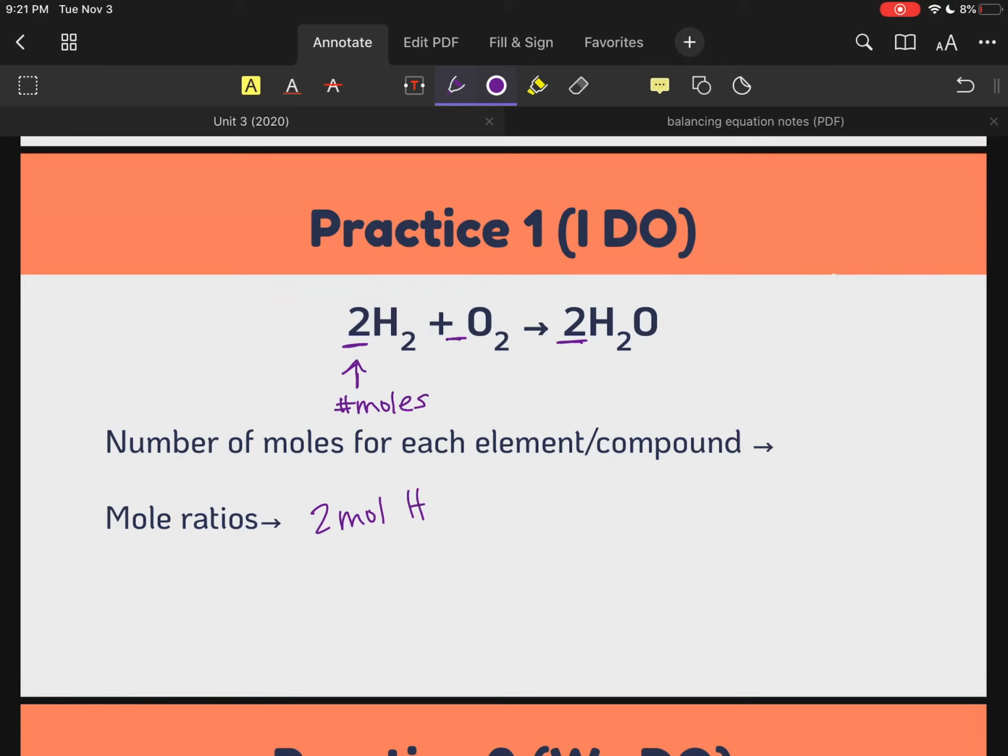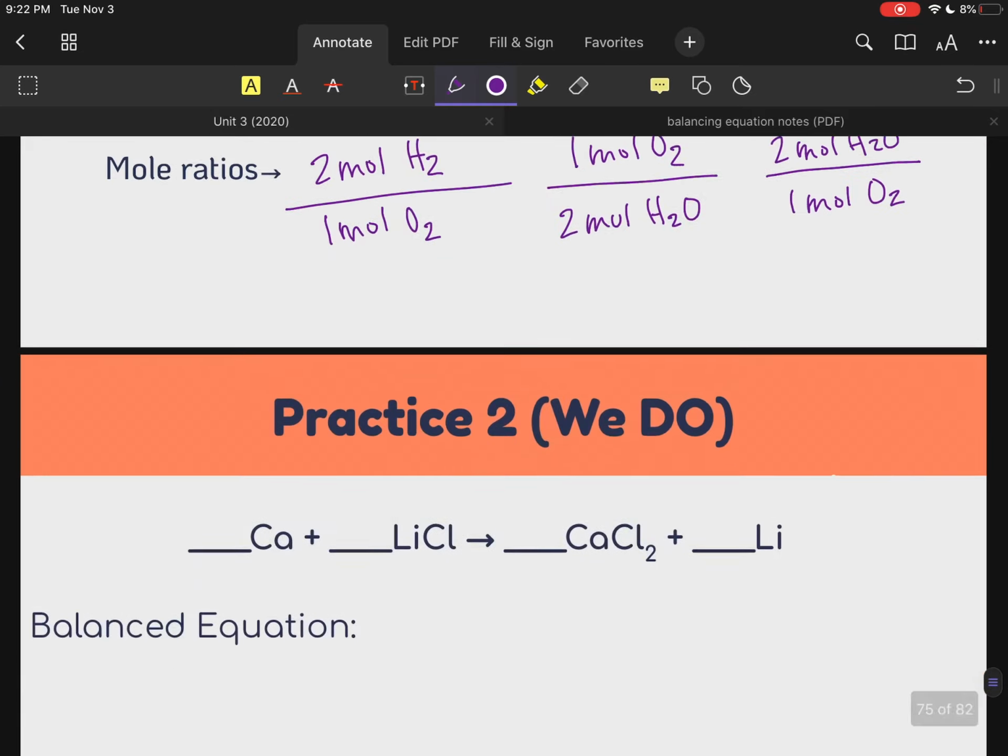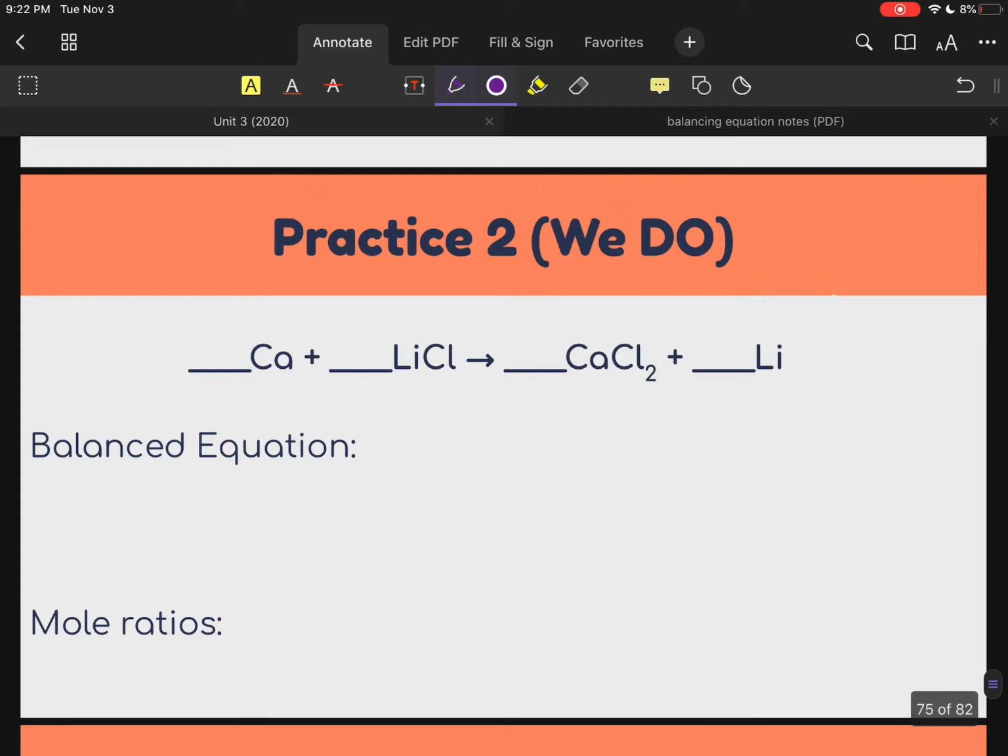We're saying you need 2 moles of hydrogen for every 1 mole of oxygen, right? 1 mole of oxygen for every 2 moles of water. You could even go the other way. For every 2 moles of water, you'd have 1 mole of oxygen, right? Because don't forget there's that invisible 1 right there. There are other ratios you could write, but hopefully you get the idea. You're just comparing one to the other.